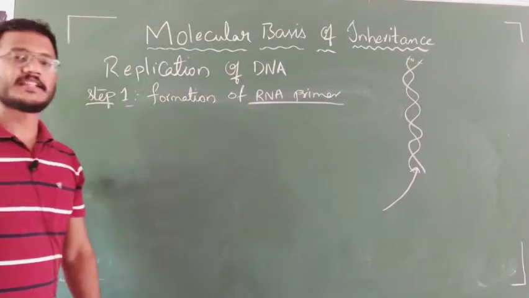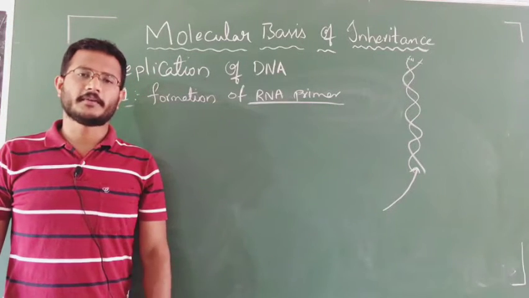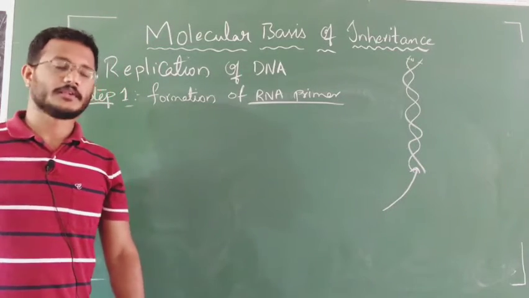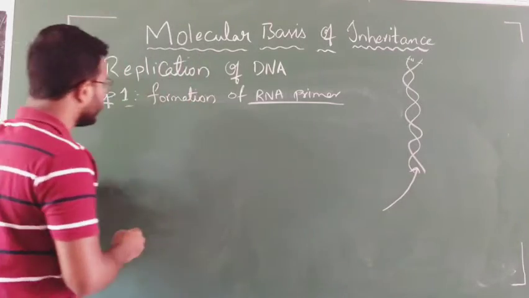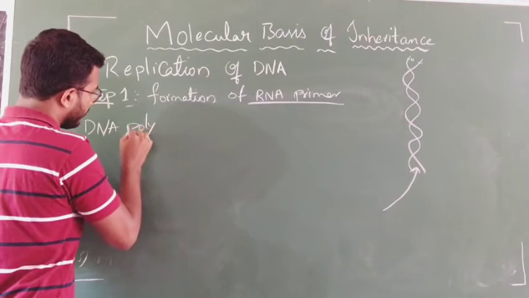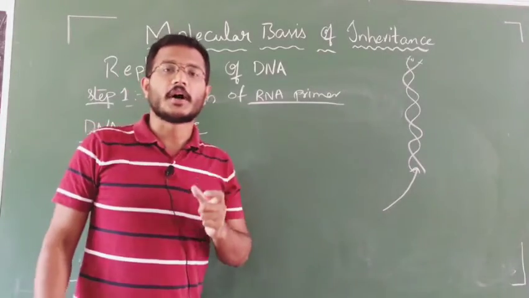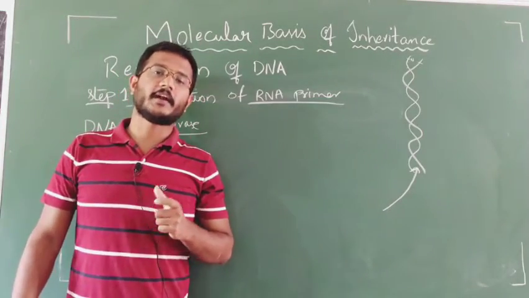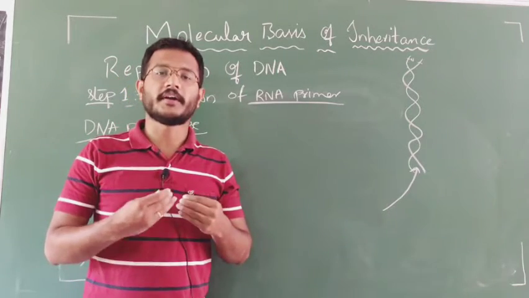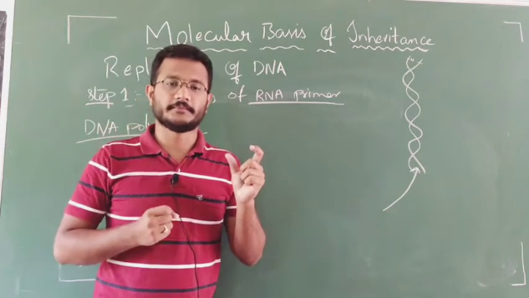So now the second step is formation of RNA primer. So here what is the use of RNA primer? We are discussing about replication of DNA and what is the use of RNA primer here. So that means here we have to know some characters of DNA polymerase. DNA polymerase cannot start the replication process, cannot synthesize the new strands from the scratch. That means from starting point it cannot start its function. It needs something to initiate its function.